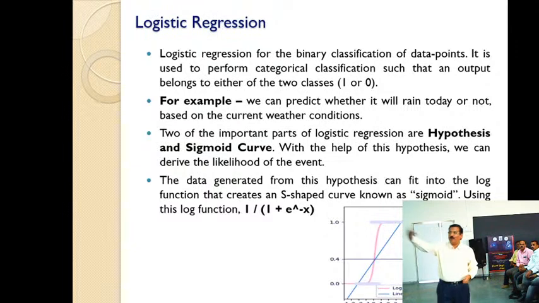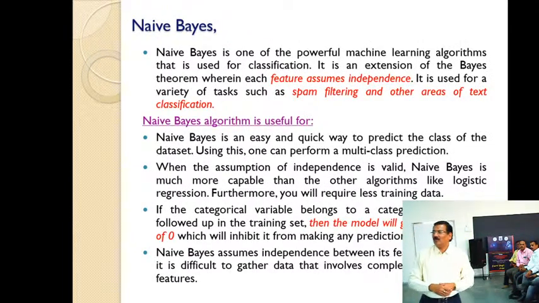Likewise, you can go for such kinds of algorithms. Again, there is Naive Bayes. It is useful for predicting the class of a data set. Using this, you can perform multi-class prediction. If you have multiple classes, then you can go for Naive Bayes.